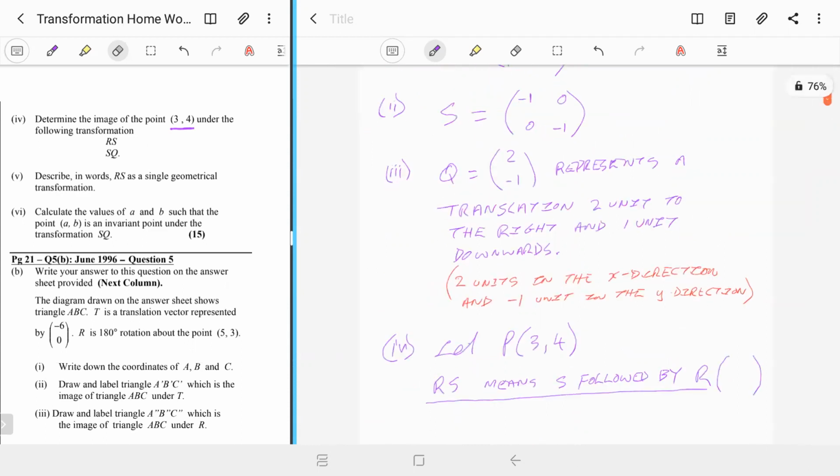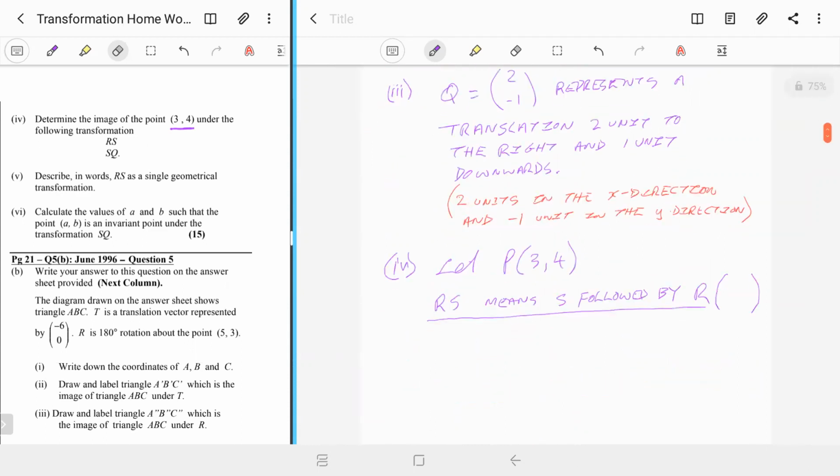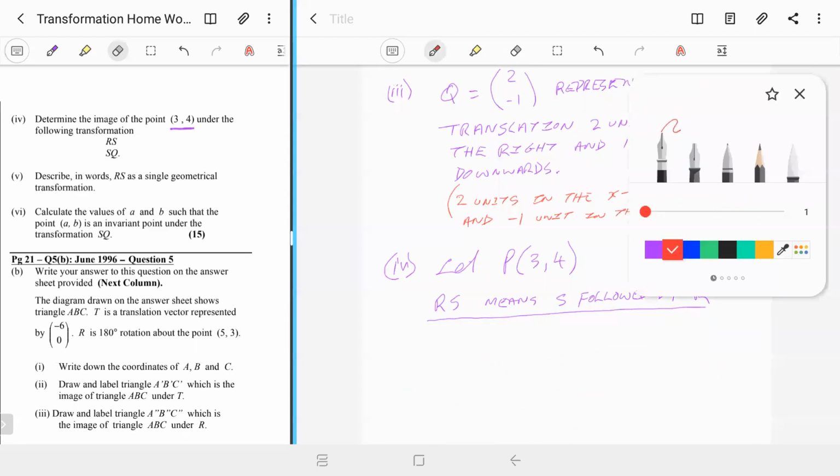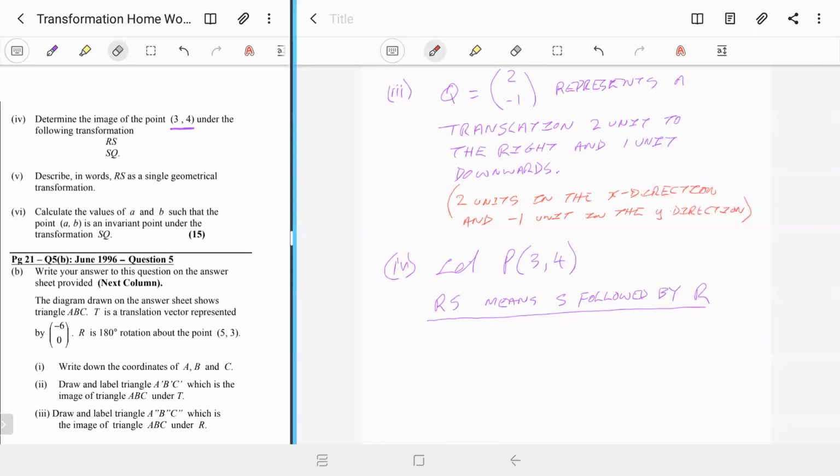I'm writing what I'm going to get when I multiply them, to show you that I can know the answer even before doing it. Watch this. RS is going to be equal to a reflection in the line y equals minus x, which is 0, minus 1, minus 1, 0. When I multiply R times S, that's what I'm going to get.